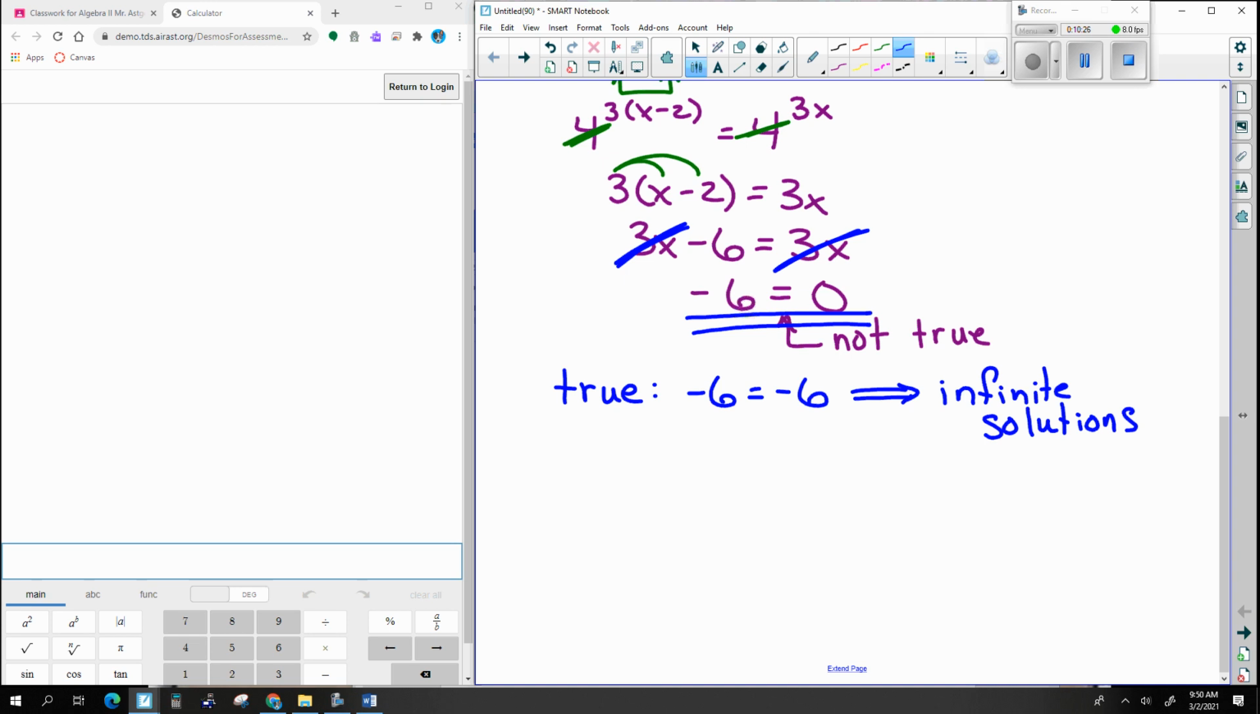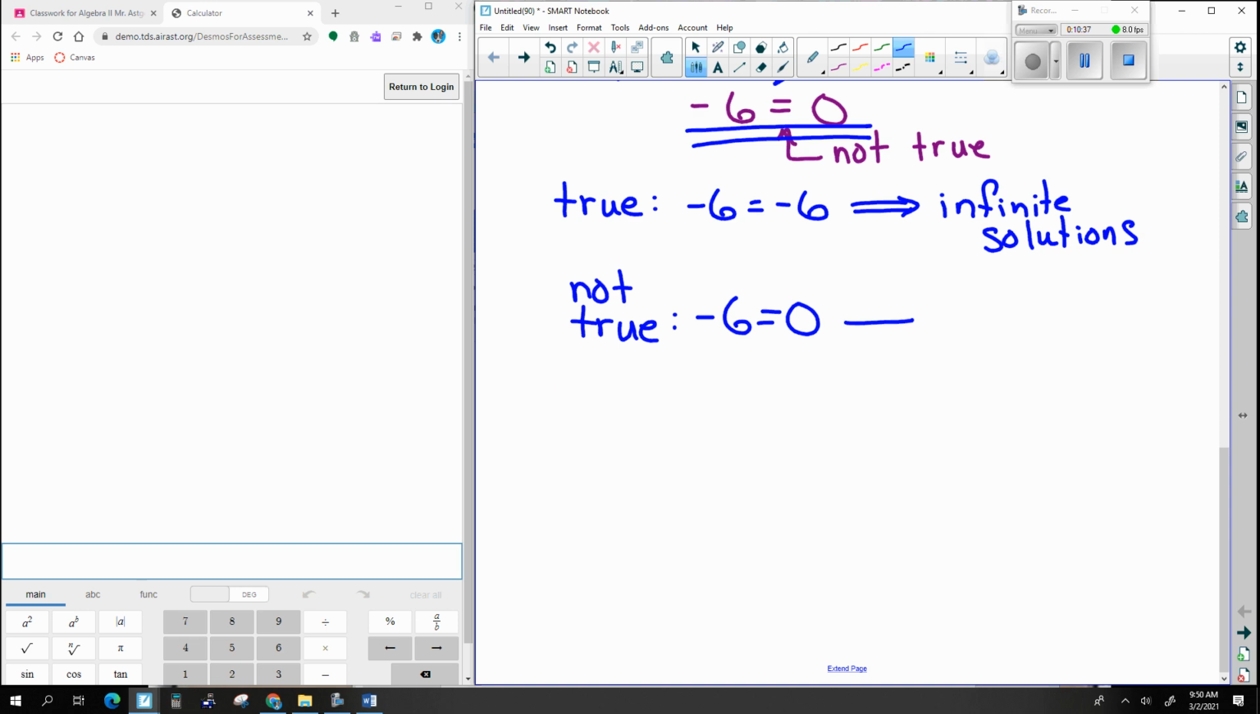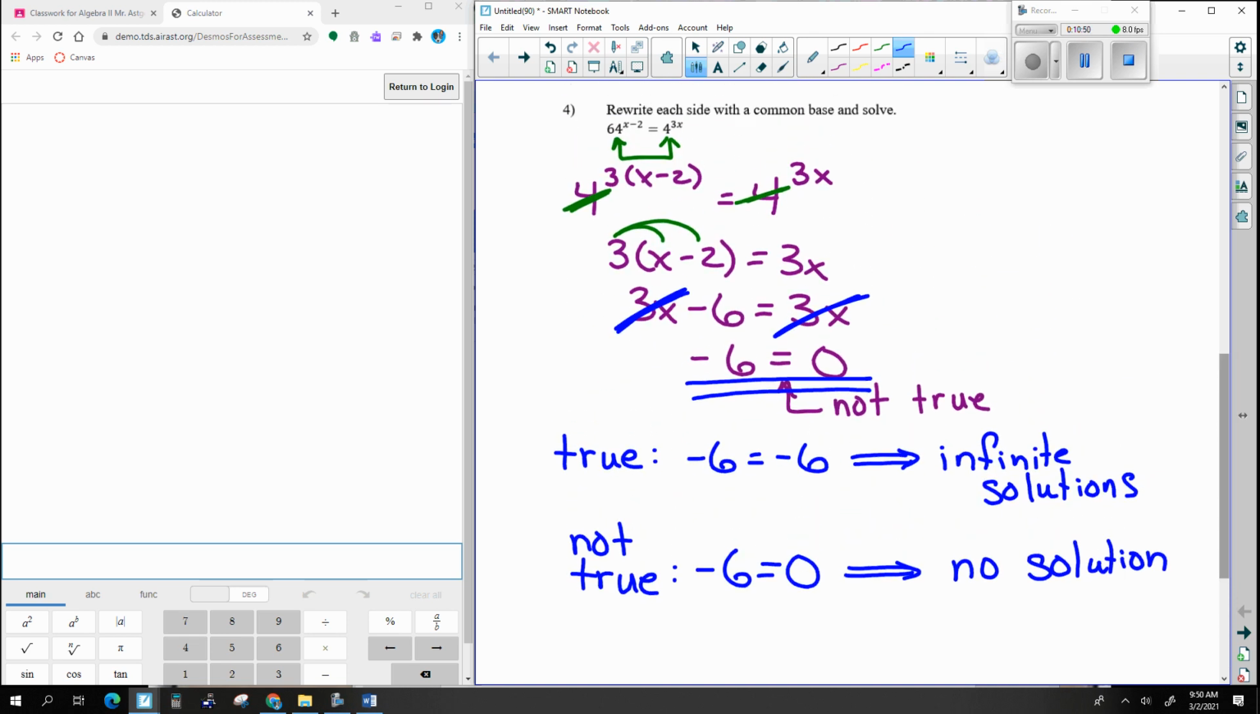If we have a statement that is not true, kind of like what we have here, like -6 is equal to 0, well, it's not. That means the solution is no solution. There is no possible answer to that question. And so this one, because it's not true, this answer is no solution.